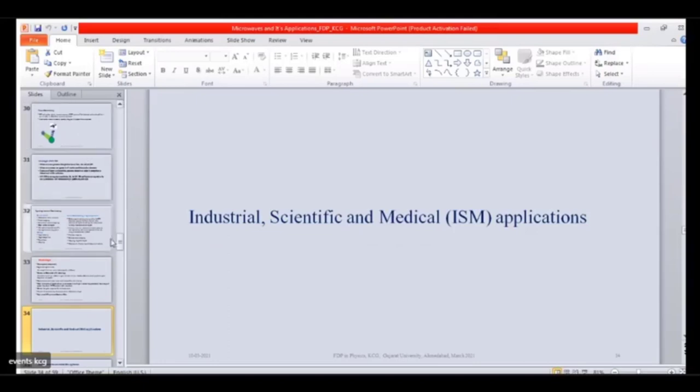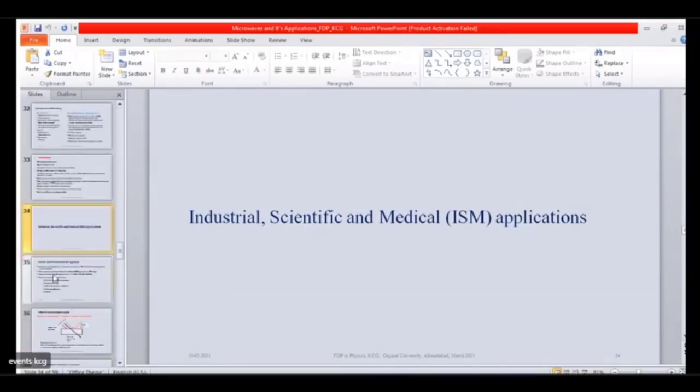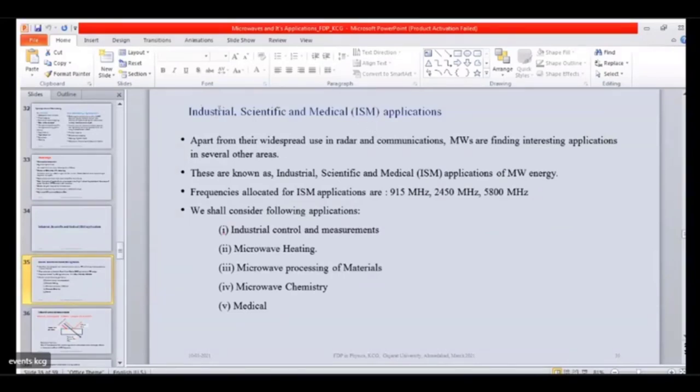So once we have discussed the application area of microwaves in communication, we can have another application area. So now the applications of microwaves are divided into three broad categories. One is the industrial application, scientific, and medical application. So apart from their widespread use in radar and communication, microwaves are finding interesting applications in several other areas. And these are known as the industrial, scientific, and medical applications. In short, we call it ISM applications. Okay. And the frequencies allocated for ISM applications are 915 MHz, 2450 MHz, and 4800 MHz.